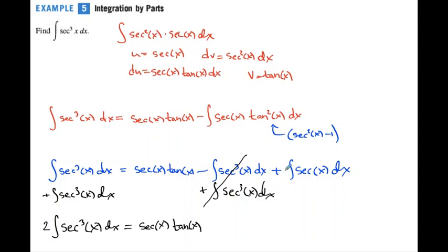and this is gone, so now we need the antiderivative of secant x. We should have that memorized as the natural log of secant x plus tan x, so that's what we're going to put down here. And then a plus c. And the final step is we don't want to know what 2 times the integral of secant cubed x is. We want to know what 1 times the integral of secant cubed x is. So we divide everything by 2.